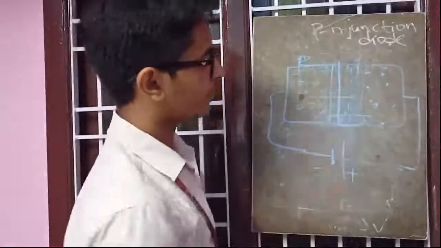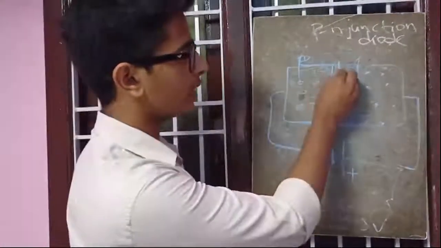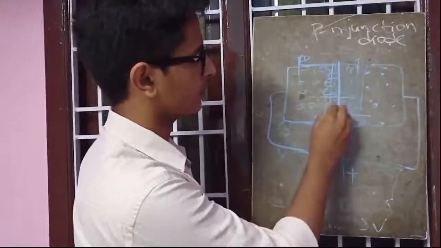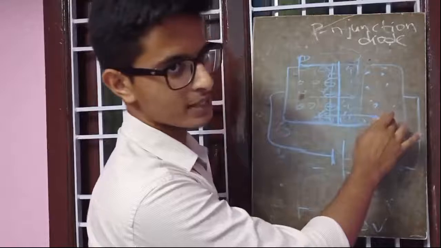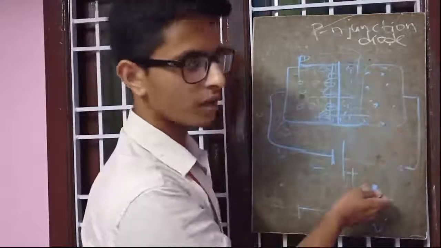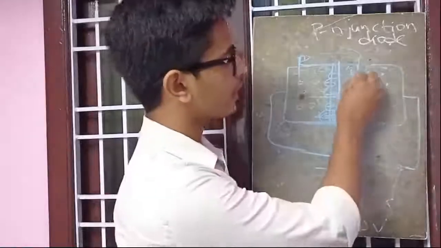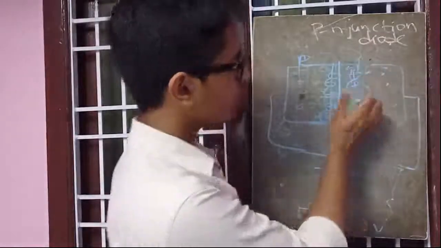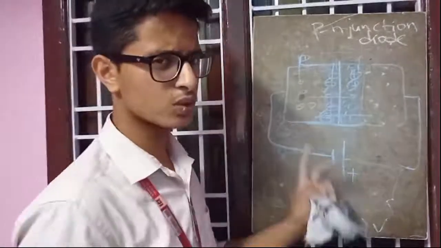So the width of the depletion layer gets increased because the holes are moving this side, leaving the negative ions. Similarly, the electrons, which are the majority carriers in the n side, are moving toward the positive terminal of the external source, leaving the positive ions. So the width of the depletion layer will get increased when we apply reverse voltage to the p-n junction diode.